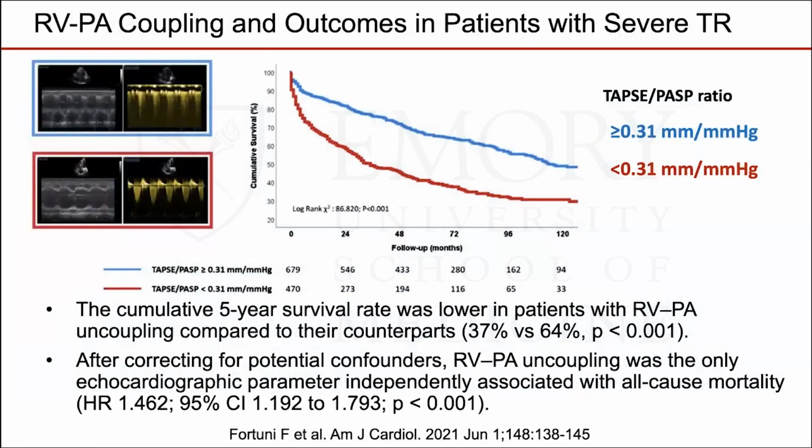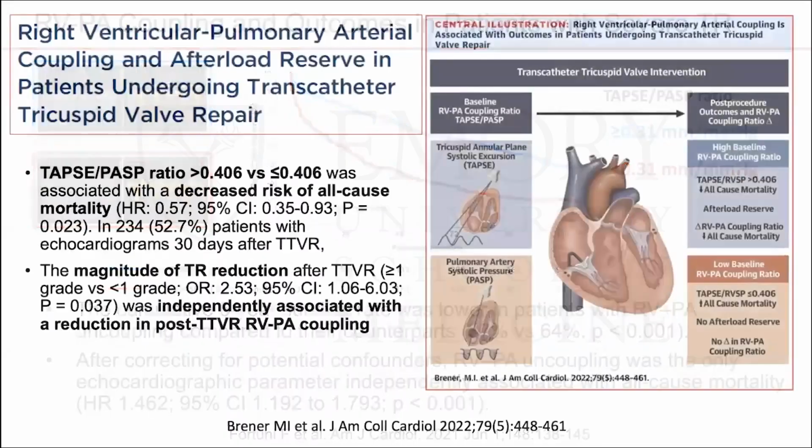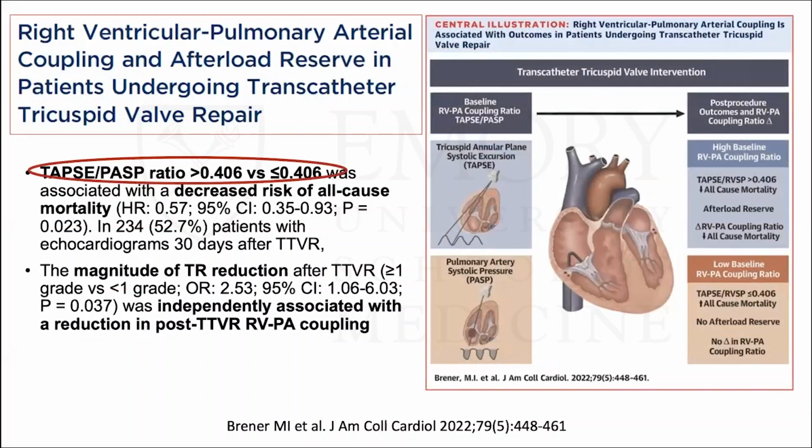This study showed that patients who had higher TAPSE over PASP ratio, which means they had preserved or higher RVPA coupling, showed a better survival in patients with tricuspid regurgitation as compared to patients who had poor coupling. And this study showed that a ratio of greater than 0.4 was associated with decreased all-cause mortality in patients undergoing transcatheter tricuspid valve intervention.